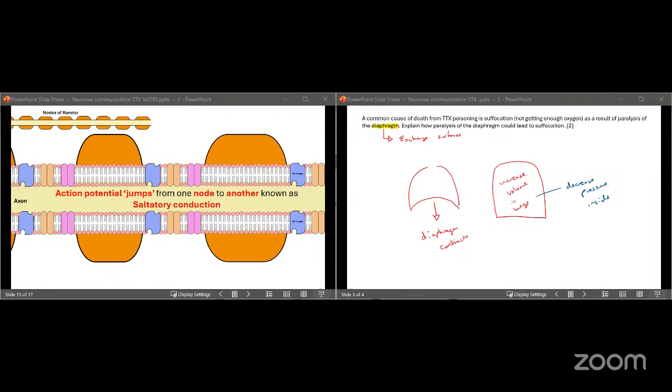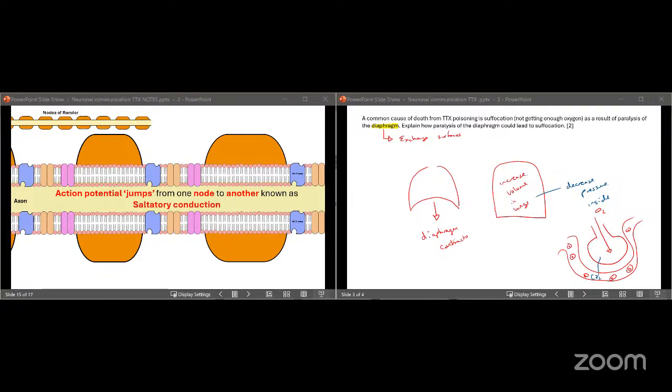Because when we get down to our alveoli, remember we want oxygen to come in so that it can diffuse into our bloodstream and diffuse across into our erythrocytes, and we want our carbon dioxide to diffuse out.